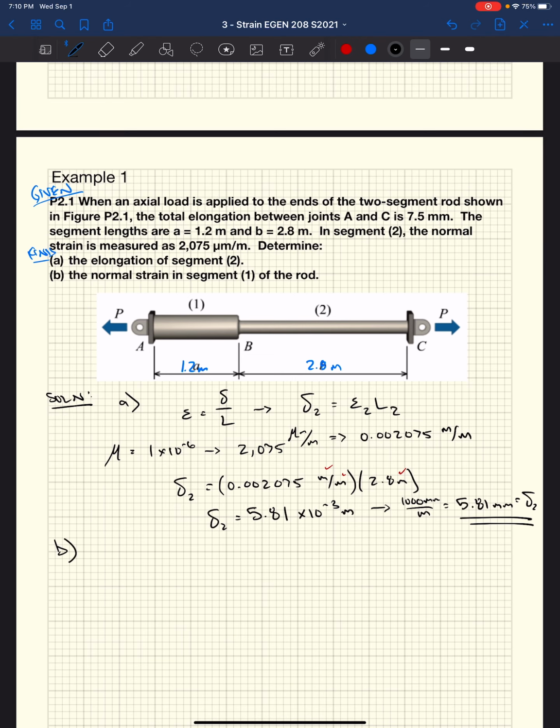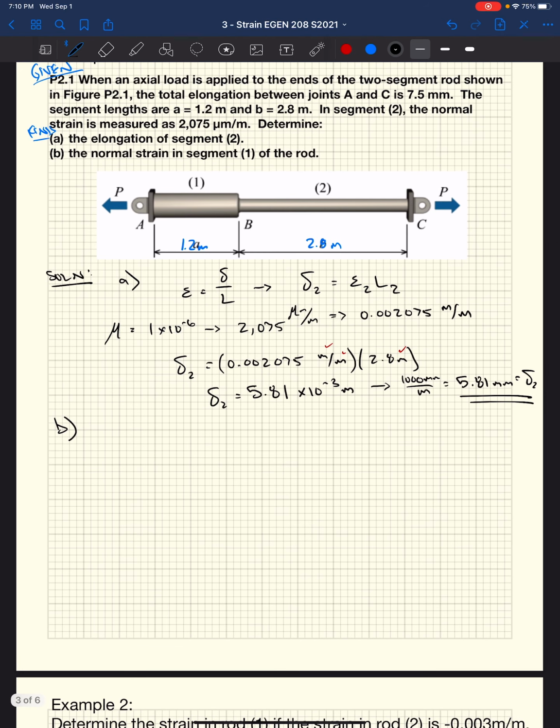If we look at part B, now they want us to determine the normal strain in segment 1 of the rod. Normal strain, we know, is epsilon equals delta 1 over L1. Well, in the problem statement we weren't given the elongation of segment 1. We were given the length. So we don't know the elongation of segment 1, and we don't know what our strain is in segment 1.